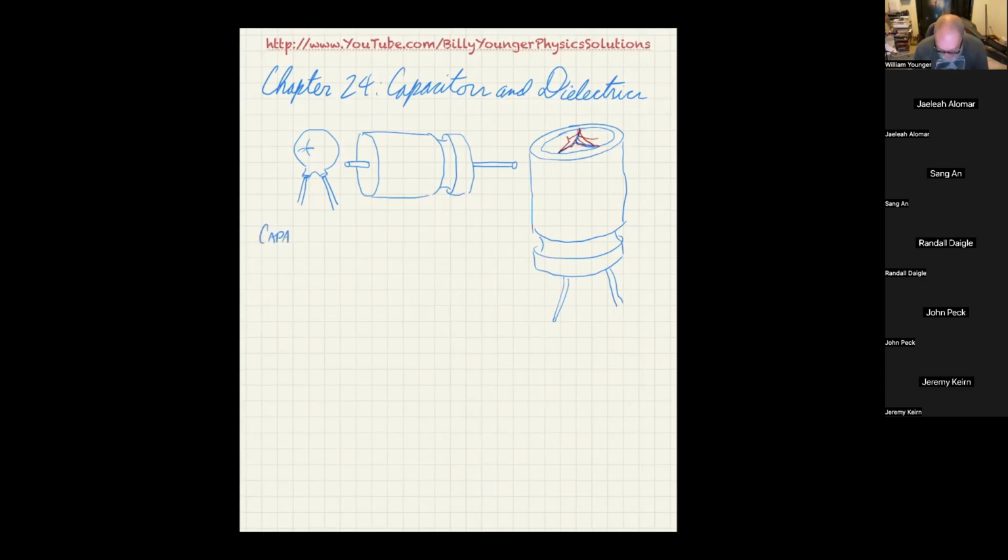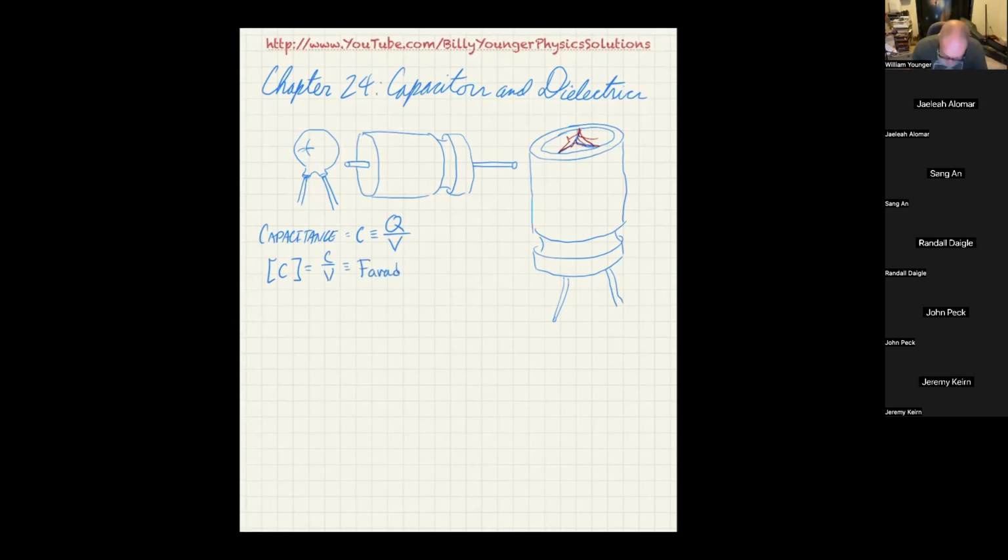So capacitance, that's given the symbol C, and it's really defined to be the amount of charge Q it can hold for a given voltage V. The units of capacitance, you can see from that formula, are of course coulombs per volt. But that happens to be defined as the farad, which is paying homage to Michael Faraday.